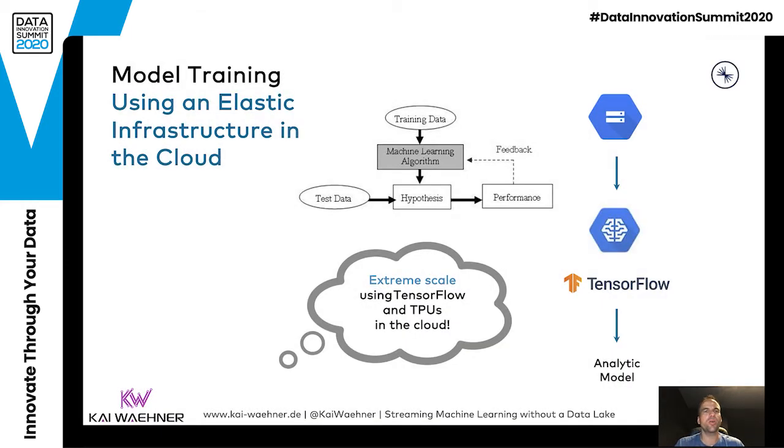So finally, after all these steps, we can train our model. This is not Kafka, this is a machine learning framework. In this case, we leverage the extreme scale of the Google Cloud, where we use TPUs and TensorFlow in the cloud to train a model. As I said, in our example, we use an autoencoder. We want to detect anomalies in the vibration spikes of the motor engines of the cars while they are driving.